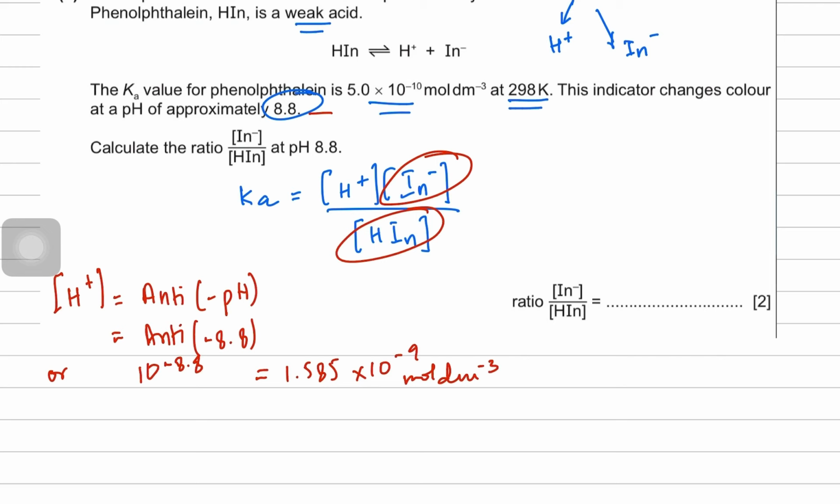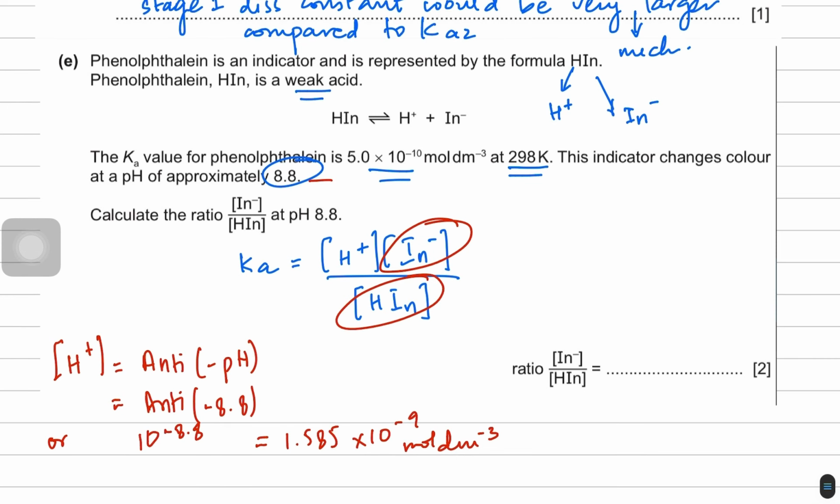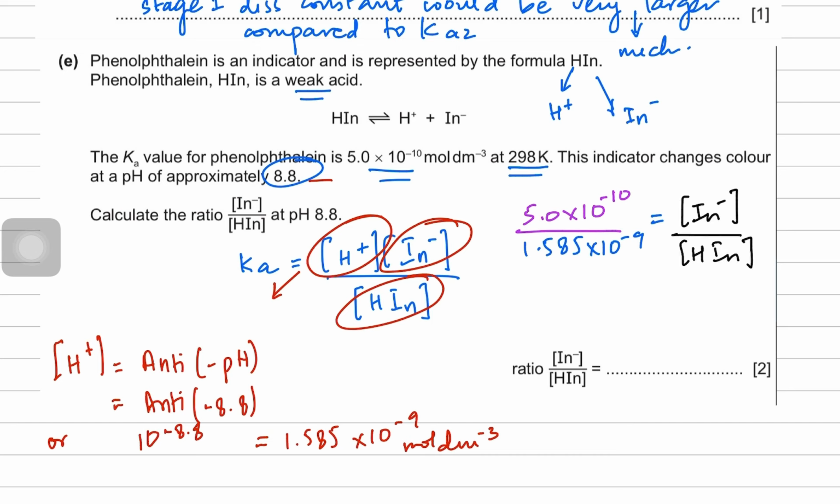Now since you have the H plus ion concentration with you, and you also have the Ka with you, how about we solve it and we find the ratio? We put H plus as the denominator on the other side of the equation, and when we solve it, we will get the ratio of ion negative over H ion. The ratio is 0.315. I hope these ideas are clear to you guys.